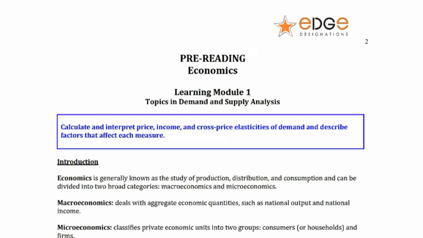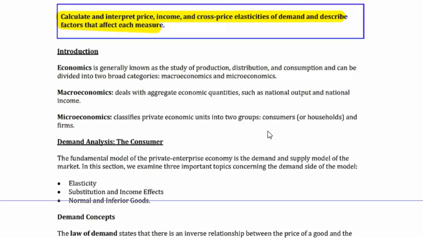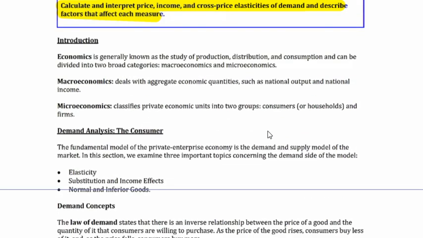As per usual, when we are handling a specific learning outcome statement, we reproduce that one again for you. Let us have a look. Learning module 1, topics in demand and supply analysis. Calculate and interpret price, income, and cross-price elasticities of demand, and then describe factors that affect each of those measures. And we start off from the very beginning, a little bit of economics.